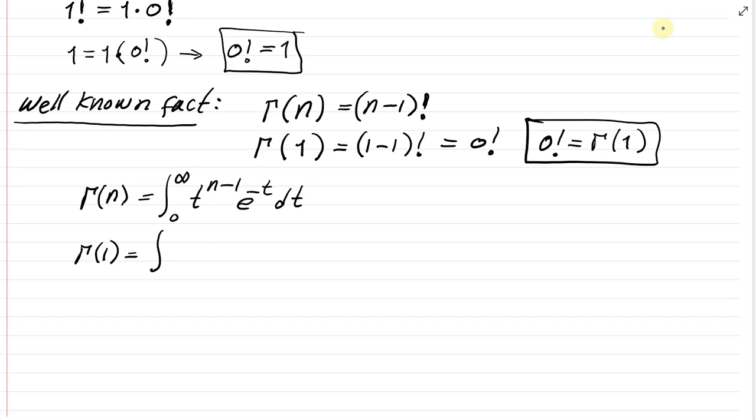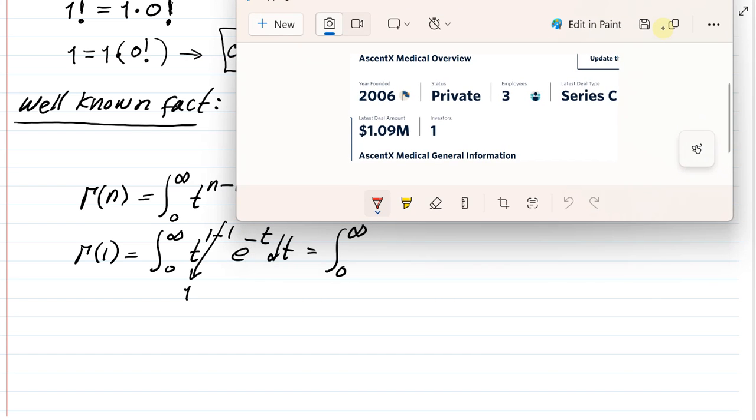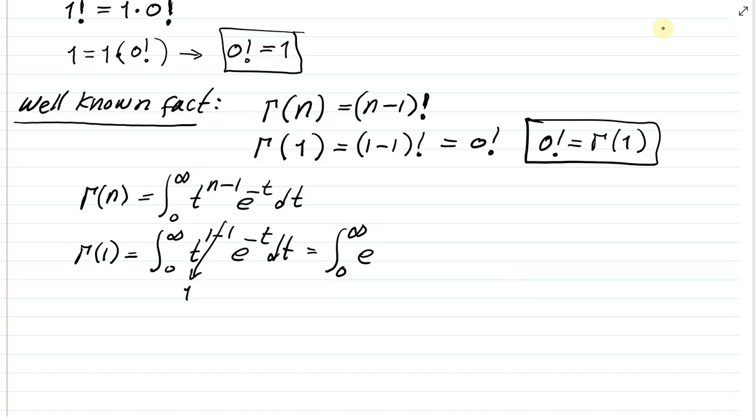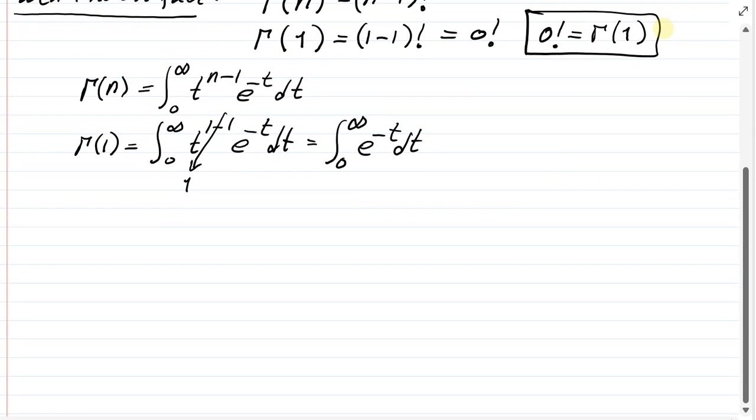Right? So gamma of 1 is going to be the integral from 0 to infinity of t, replace n with 1, that's t to the 1 minus 1 times e to the negative t dt. And of course, 1 minus 1 is 0, so t to the 0 is going to be 1. So the integral reduces to the integral from 0 to infinity of e to the negative t dt. Correct? So that's what that ends up being.